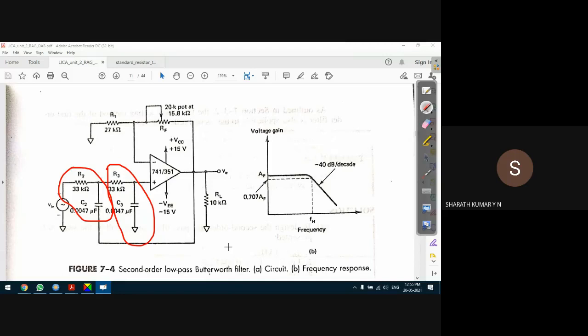Okay. So in this case, two combinations, R2C2 and R3C3. C1 is not seen in the circuit. It's not used because, to sync with the nomenclature, R2C2 is one pair of RC combination, and R3C3 is another pair of RC combination. One provides a first order filter implementation, and the other RC combination gives a second order filter implementation, so that the roll off rate is minus 40 dB per decade.